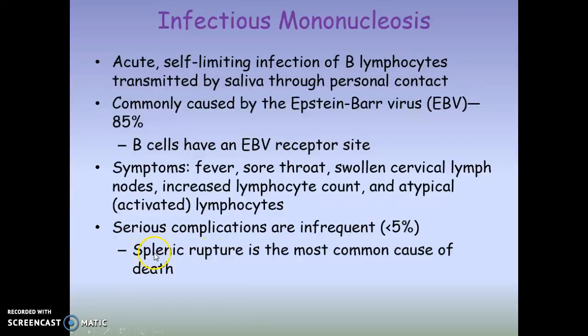Why do you have splenic rupture? Up here, increased lymphocyte count. The B cells are being activated to proliferate because of the virus being present. And so you just have huge numbers of B cells. Those go to the spleen, they get trapped in the spleen, and the spleen becomes enlarged. So you have splenomegaly. And if it's just enlarged, that's all right. But if it gets too big, then you can actually have rupture. And if that's the case, the physician will actually monitor that.